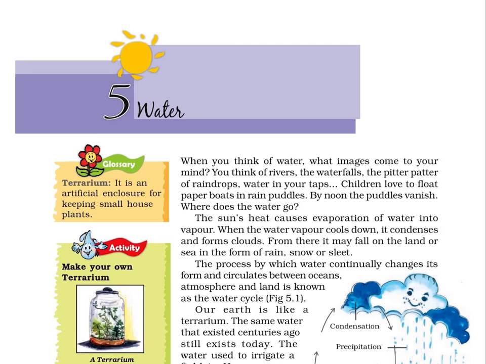CIET NCERT presents Audiobook of Geography for Class 7 entitled Our Environment. This is the chapter 5, Water, from page 30 to 38.